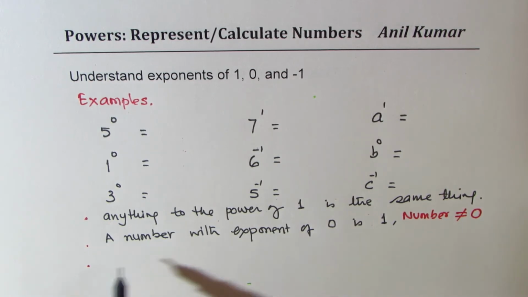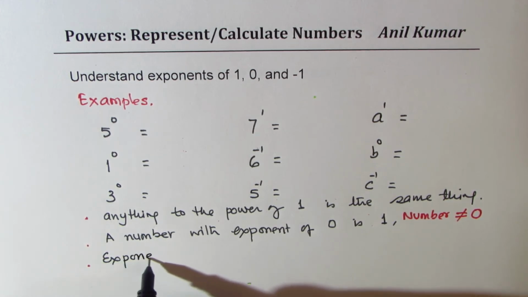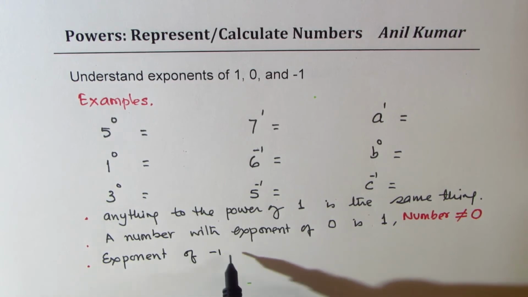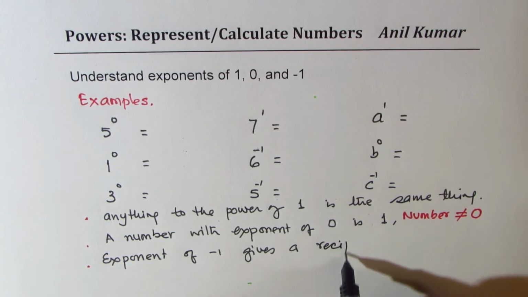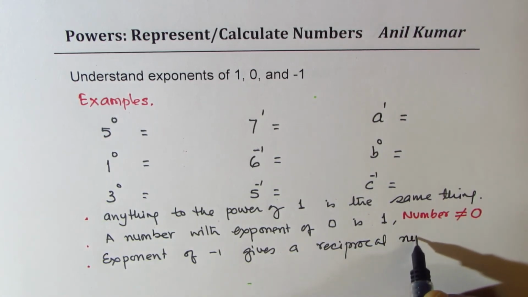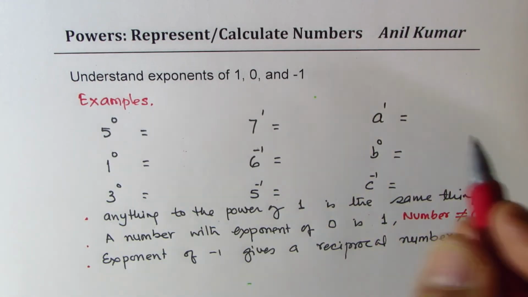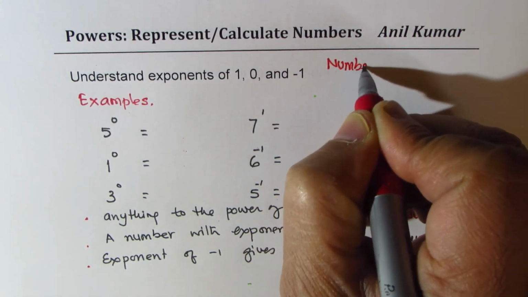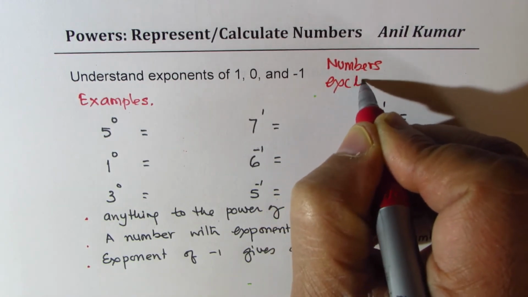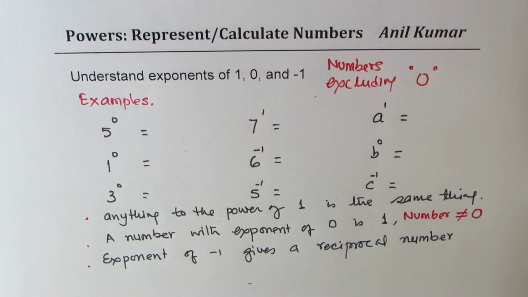And the last thing which we learn is exponent of minus 1 gives a reciprocal number. Okay, so in all our examples, we are excluding 0, right? So we're talking about numbers excluding 0 for the time being. That is kind of important, right? So I wrote in three different ways what we have learned.